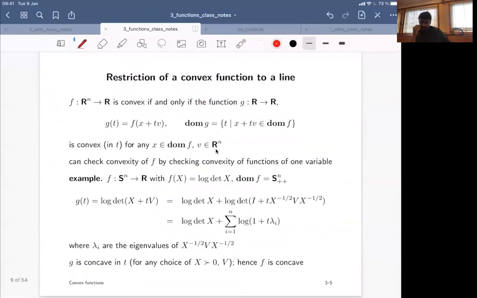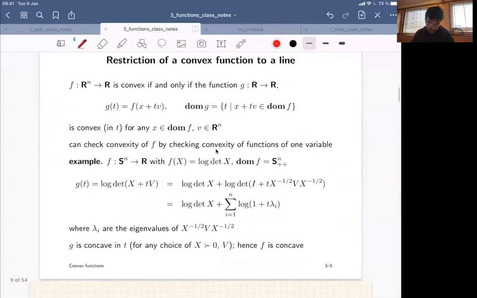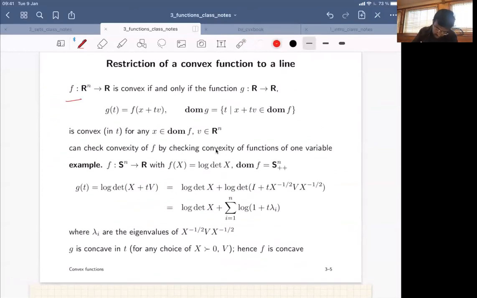One very useful way to check whether a function is convex or not is to restrict the function to a line. What does that mean? We have a function f. It is convex if and only if another function g is convex. How are we making g? Just evaluate the function on a line x plus tv.